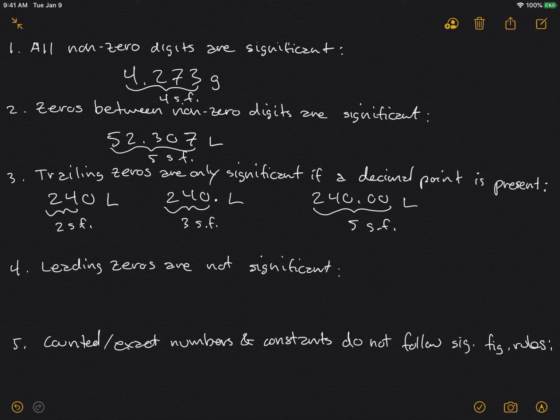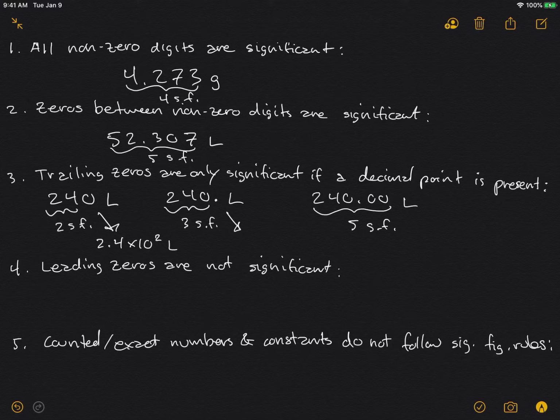And to make things a little less ambiguous, you could always write these in scientific notation. When you write a number in scientific notation, you take all of the significant digits, put a decimal place after the first one, and express it as a power of 10. So this would be 2.4 times 10 to the 2 liters.